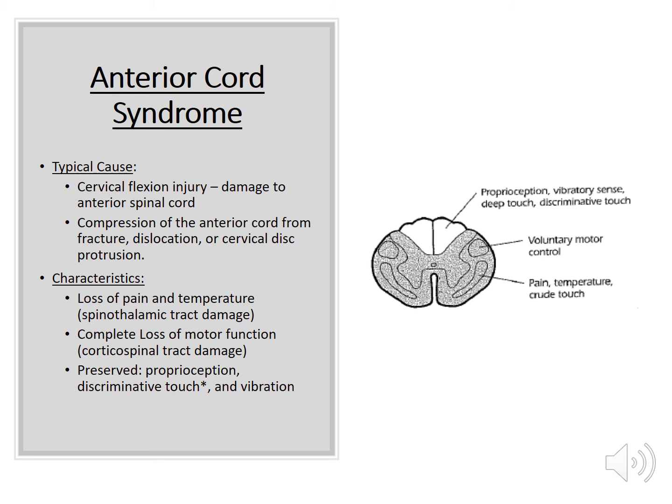So the characteristics of this are going to be loss of pain and temperature due to damage to the spinothalamic tract, complete loss of motor function due to corticospinal tract damage, and preserved proprioception, discriminative touch, and vibration, because that is more so on the posterior aspect, not the anterior aspect.